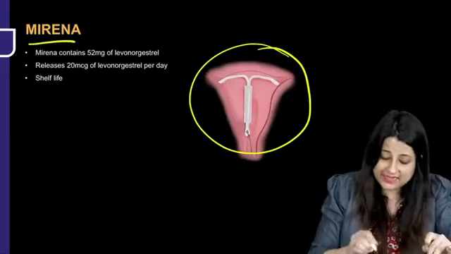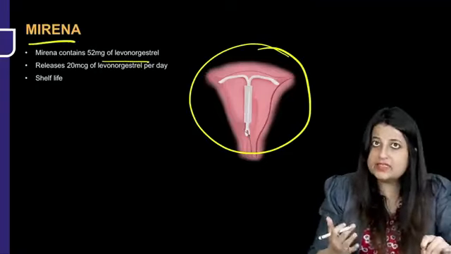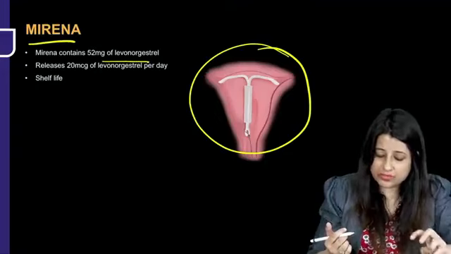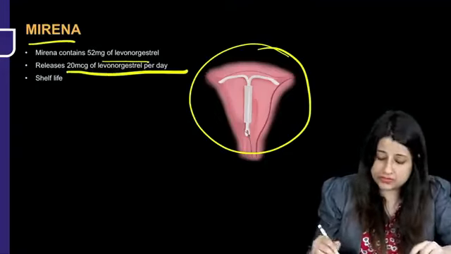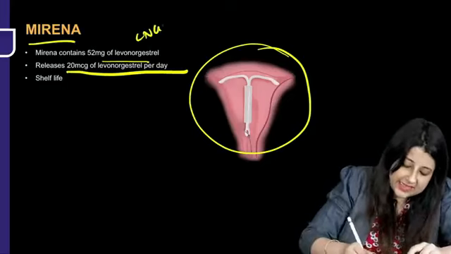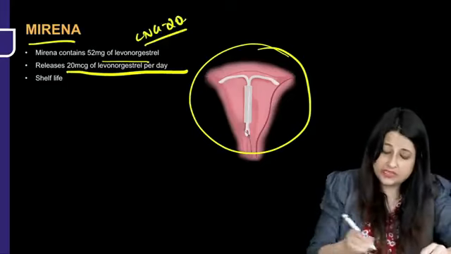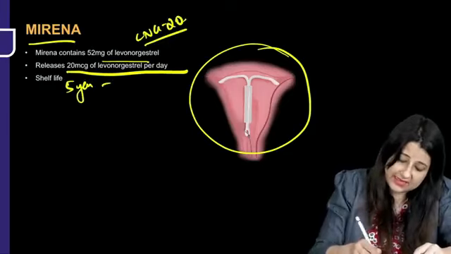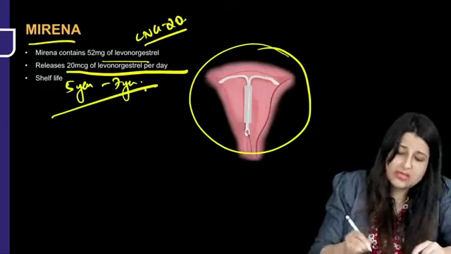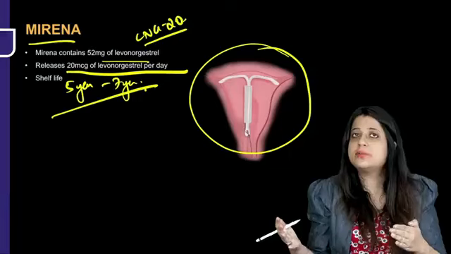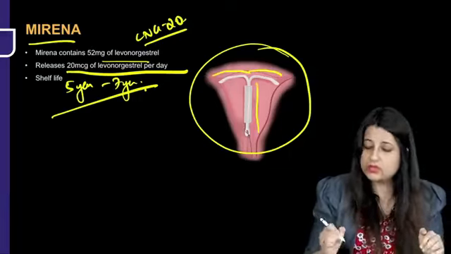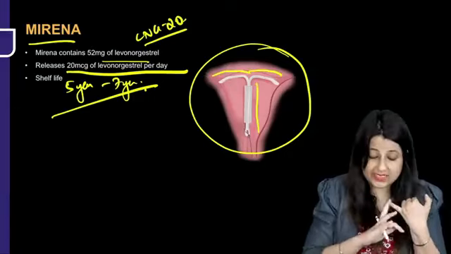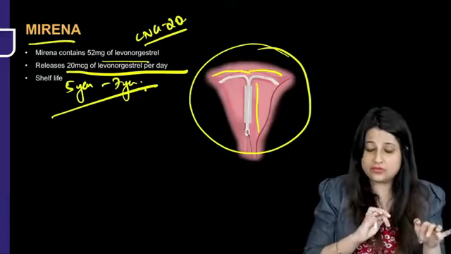So this is Mirena. Mirena altogether contains 52 mg of levonorgestrel. It releases 20 microgram of levonorgestrel per day. That is why it is LNG20. Shelf life again is 5 years. It can extend up to 7 years also, but mostly it should be changed over a period of 5 years. And this is, you can see, curved. Plus it releases LNG20, 20 microgram of levonorgestrel per day.